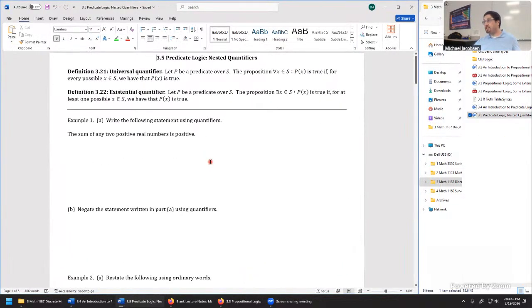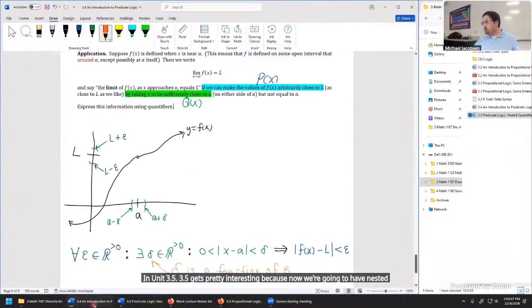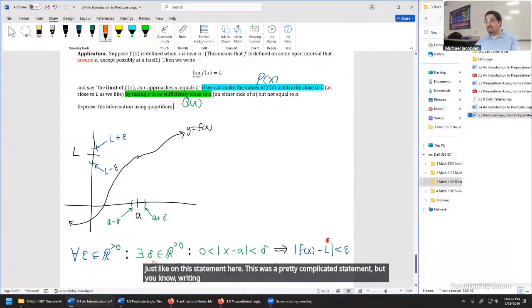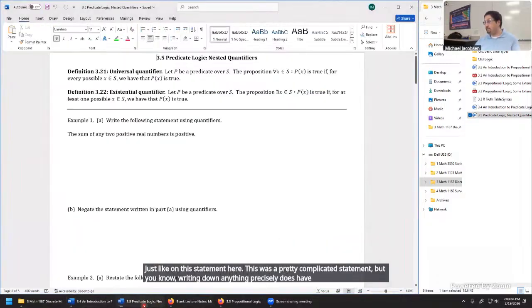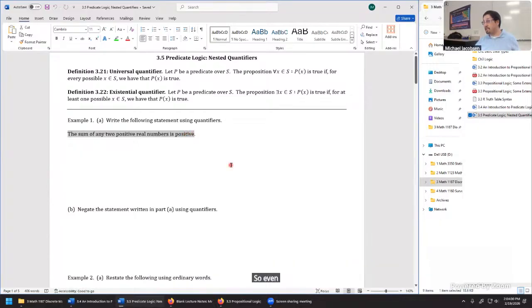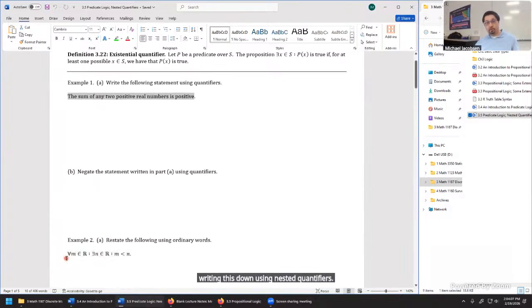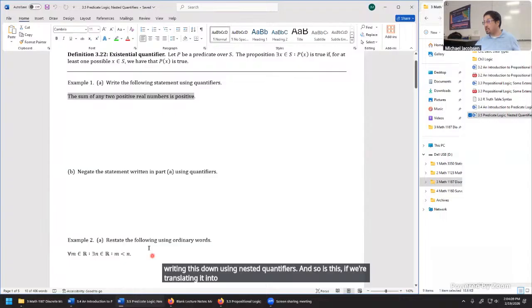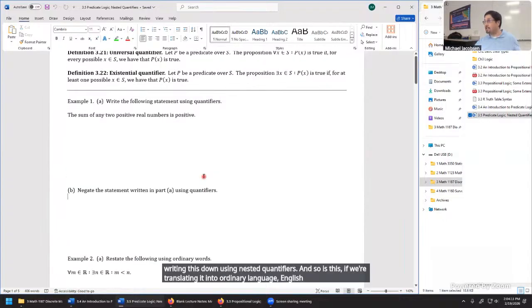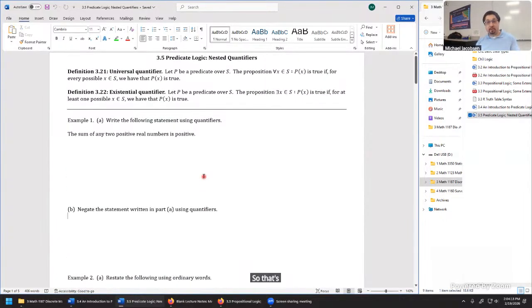3.5 gets pretty interesting because now we're going to have nested quantifiers just like on this statement here. This was a pretty complicated statement, but writing down anything precisely does have a complicated flair to it if we're using quantifiers. So even though this doesn't seem like it's a big deal, I think it's a tricky problem writing this down using nested quantifiers. And so is this if we're translating it into ordinary English language and then negating it. So that's what we're going to be practicing on 3.5.